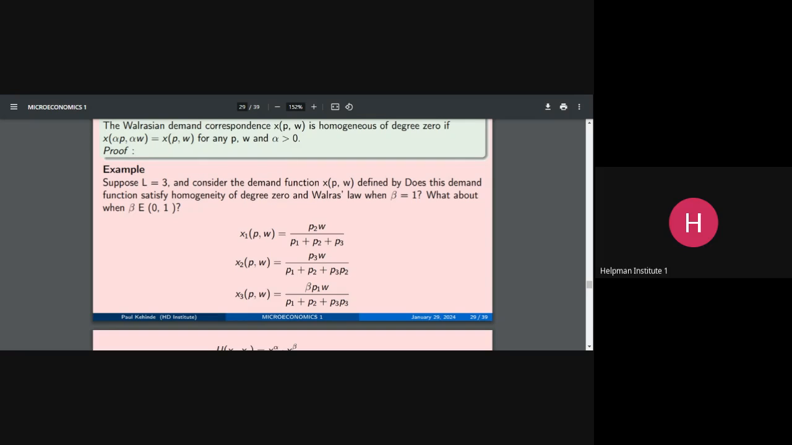Please, if you have questions, you can signify or drop it in the chat box. So now we are given X1. Remember, X1 is a commodity that is a function of price and wealth. X2 is also a commodity. Remember, the question told us that we have a commodity set of three, so that is why we are able to define three correspondences. This X3 is a demand correspondence, so this is a function that is associated with it. So this is beta, P1 and W.